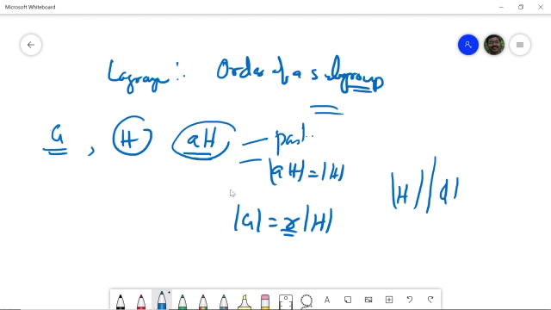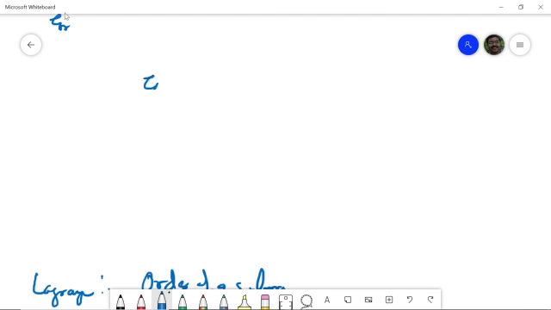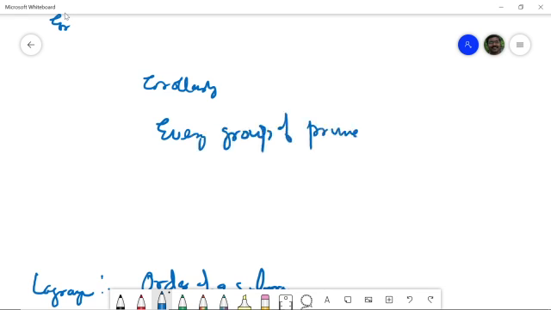One more thing I'll do. One more corollary of this theorem is that every group of prime order is cyclic. Every group of prime order is cyclic. It's a very important result obtained from this result. Every group of prime order is cyclic. It's very important, and very easy to prove.